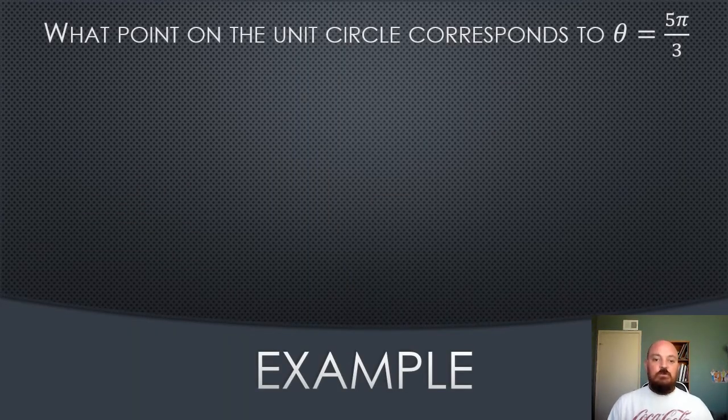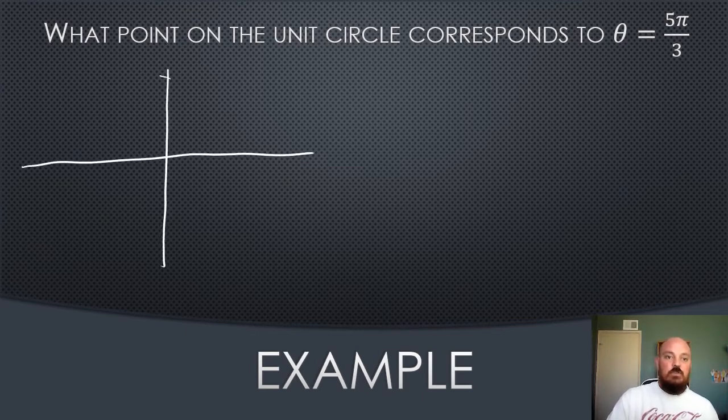All right, so here's our first example for today. We're not even going to do the trig part yet. We're just going to practice finding angles and points. It says, what point on the unit circle corresponds to theta equals 5 pi over 3? So it's kind of a two-part question. The first part is just, where is 5 pi over 3? And you've got to know this. If you don't know where 5 pi over 3 is, you can't do anything else with the unit circle.